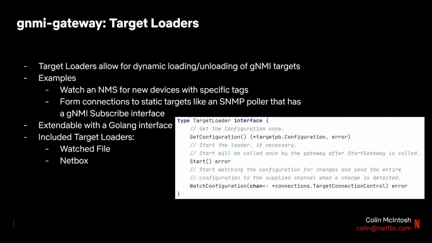So in order to form these connections to the GNMI targets, we require metadata about the target, such as its address, credentials, TLS certificates, etc. Target loaders are a plugin component that allows GNMI gateway to load this required metadata for each target connection. For example, target loaders can watch an NMS such as Netbox for devices with a specific tag. Or a target loader could form connections to other automation services that expose a GNMI subscribe interface, such as an SNMP poller.